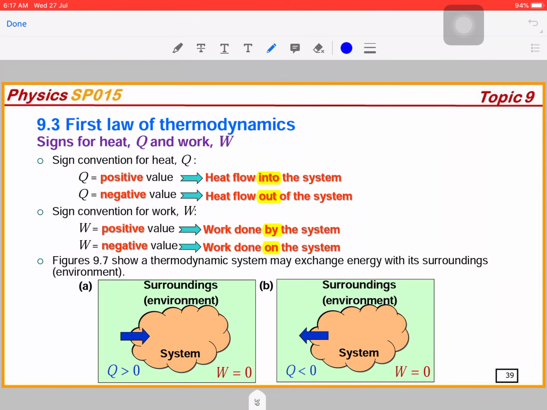Figure 9.7 shows the thermodynamic system may exchange energy with its surrounding environment. So we have the surrounding environment and the system. Look at this one: Q is bigger than 0, or positive Q, energy flows into the system. If Q is less than 0, or negative, energy flows out of the system.